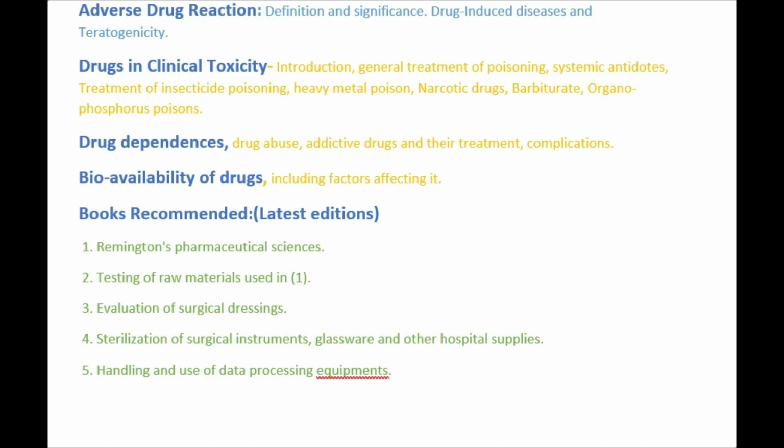And the books recommended are latest editions of Remington's Pharmaceutical Sciences, testing of raw materials used in and evaluation of surgical dressings, and sterilization of surgical instruments, glasswares, and other hospital supplies. And fifth one is handling and uses of data processing equipments.